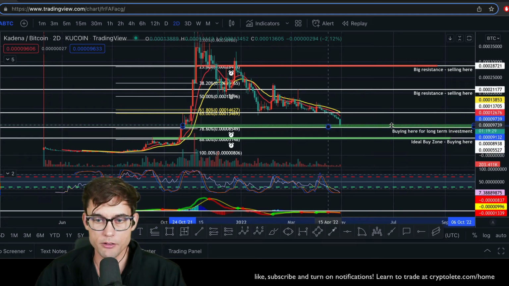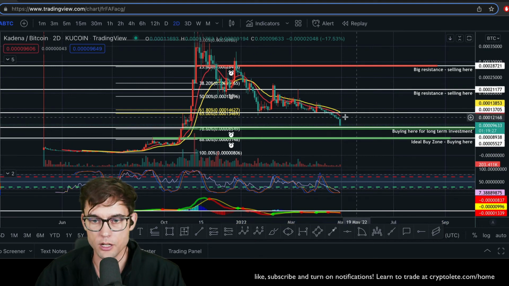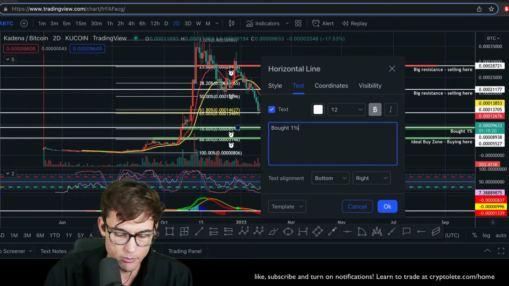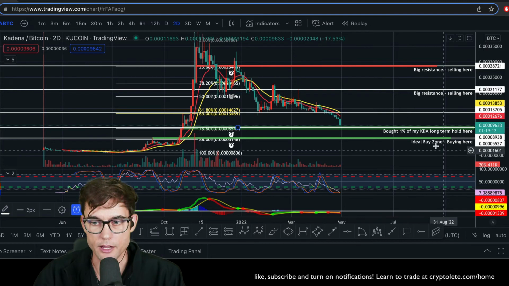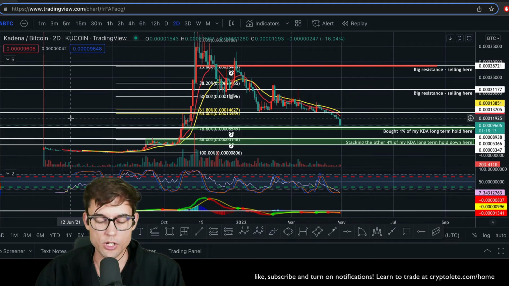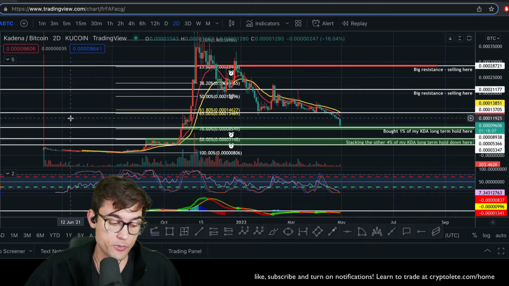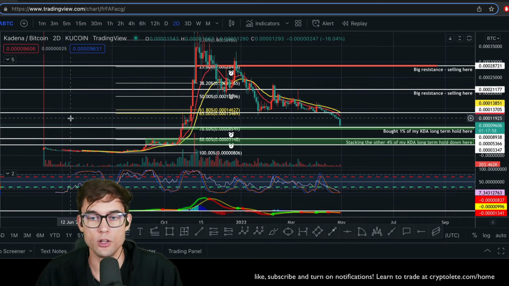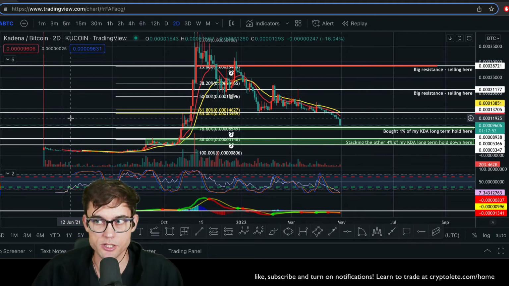So I already bought 1% of my KDA here. So I'll write that, 1% of my KDA long-term hold here, and then I'll put the stacking of the rest down here. So, one second. So yeah, now I have it. So now I have what price I want to get into the altcoin if it's against USD, and I also have what I want to get into altcoins if it's against Bitcoin.